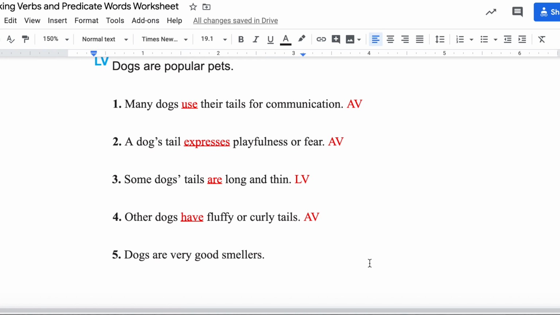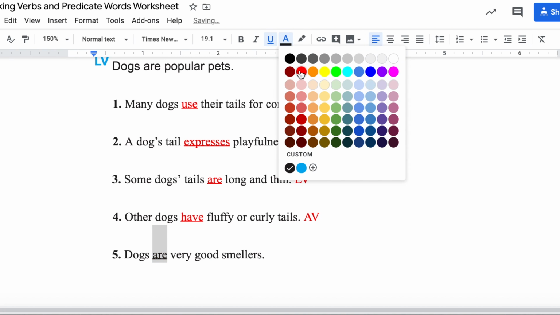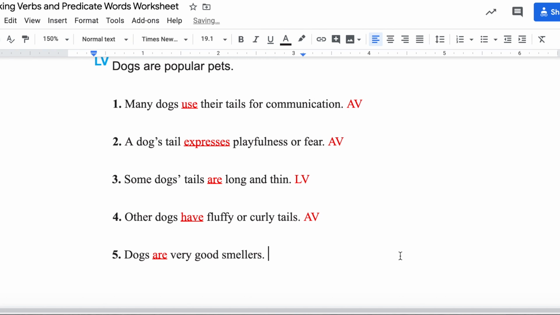All right, hopefully you finished answering it, and now I'm going to give you the answer. Are should have been underlined. And for the actual verb, this is a linking verb. Okay, so now what I want you to do is I want you to finish this off.